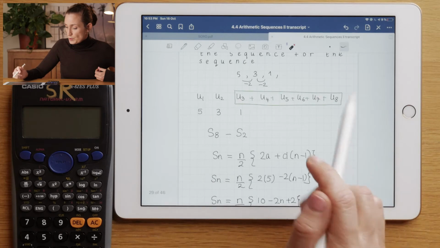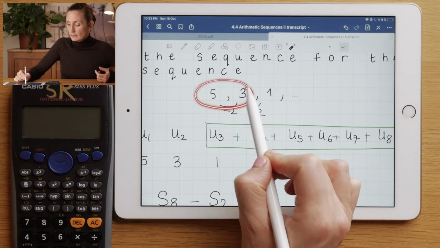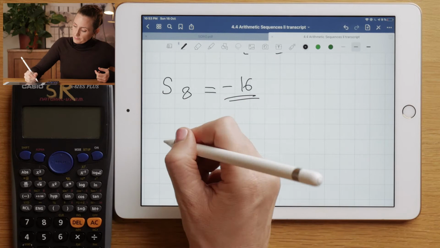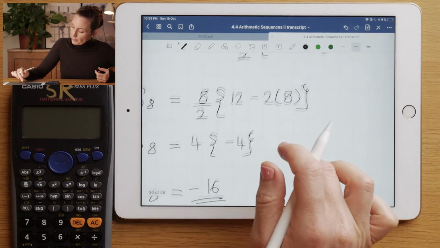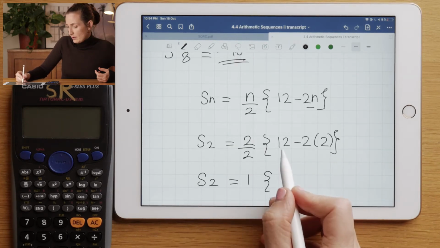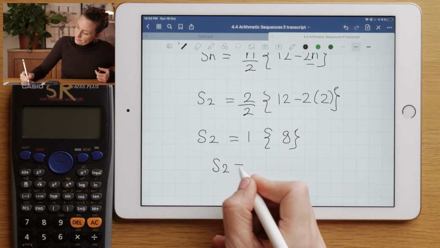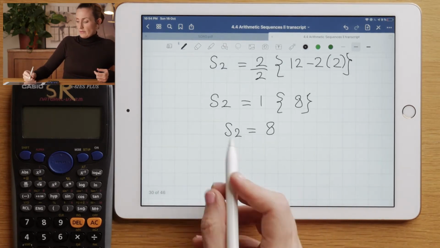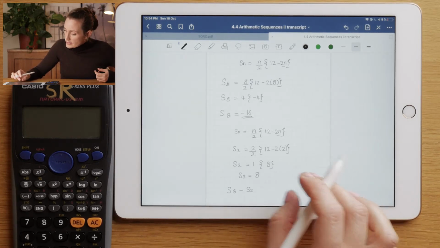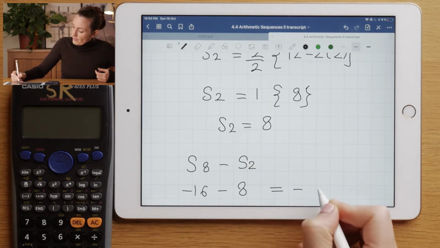Now to find S2, in this case, I could just look here and see that it would be 5 plus 3, 8. But just to prove that our formula works, let's calculate S2 with our formula. So 12 minus 4 would be 8. So it would be 1 times 8 would be 8. So to calculate the final answer, I need to do S8, take away S2. So S8 was minus 16, take away 8. So my final answer would be minus 24.